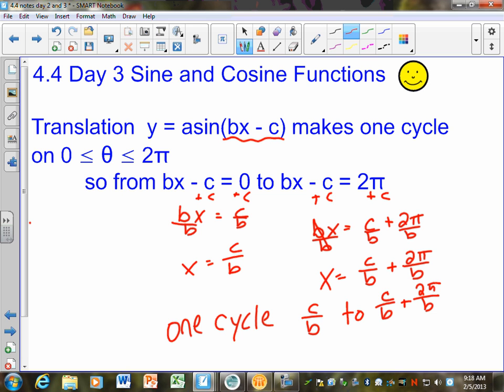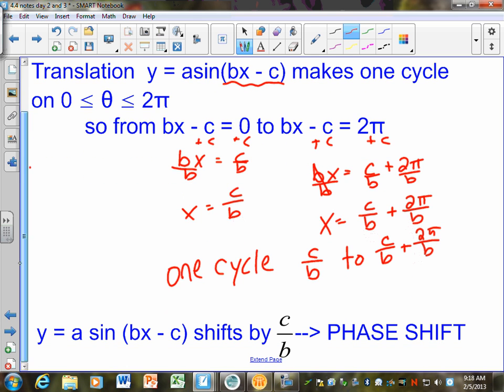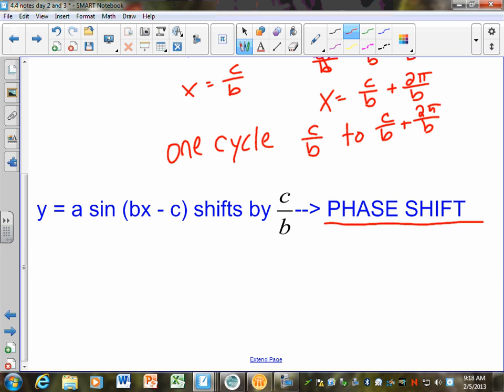So we have always called these translations in other graphs. We always say it's a horizontal shift. It shifts to the left. It shifts to the right. Just like the period and amplitude, we have a special name for it in trig. In trig, we call this the phase shift. So if you have a number b and c in your problem, then your graph is going to shift to the left or shift to the right by c over b units.